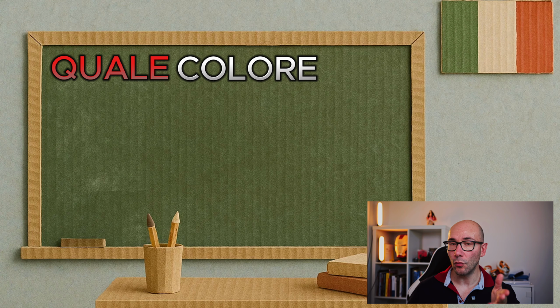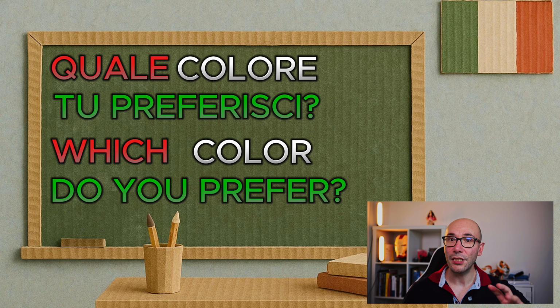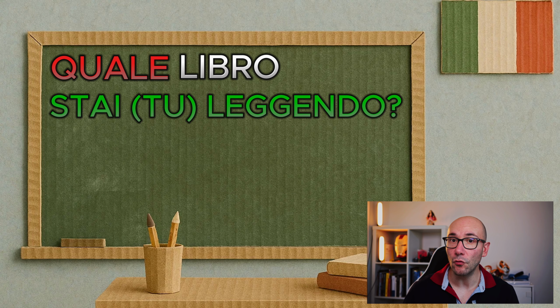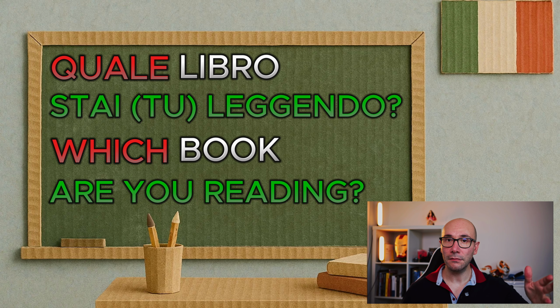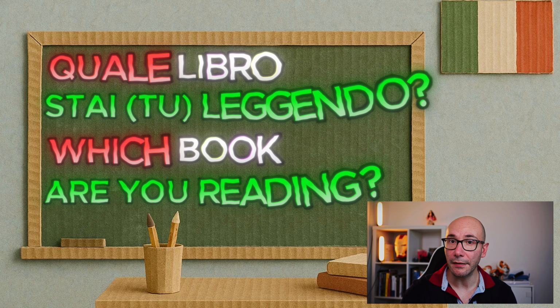Example number one. Quale colore tu preferisci? Which color do you prefer? So, within a choice of colors, something that belongs to the group of colors, you point to a specific one, the one that you like. Example number two. Quale libro stai tu leggendo? Of course, we can forget about tu, because the personal pronoun in Italian is not often required. Quale libro stai leggendo? Which book are you reading?